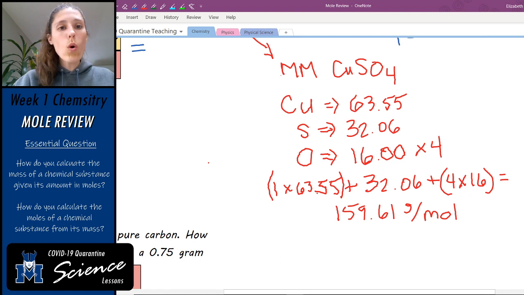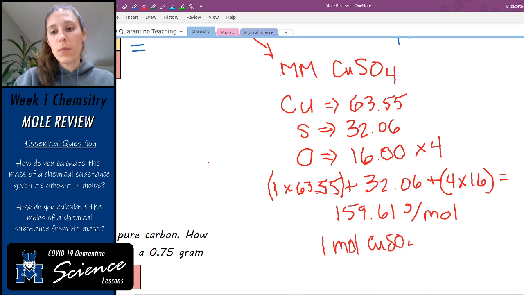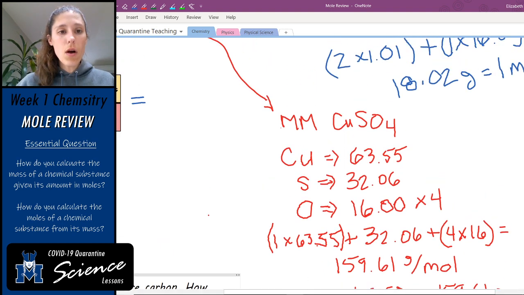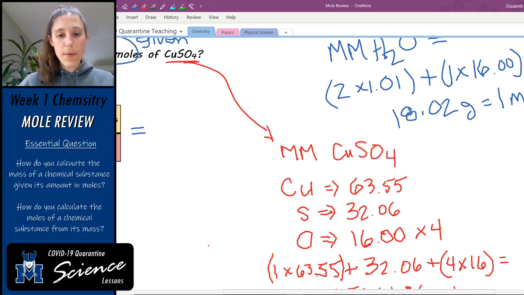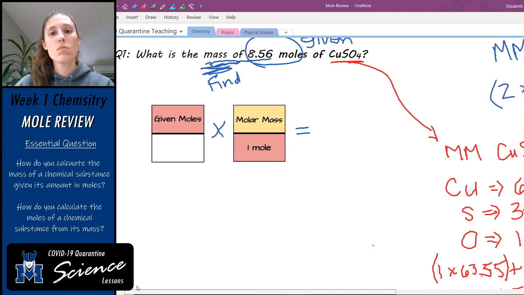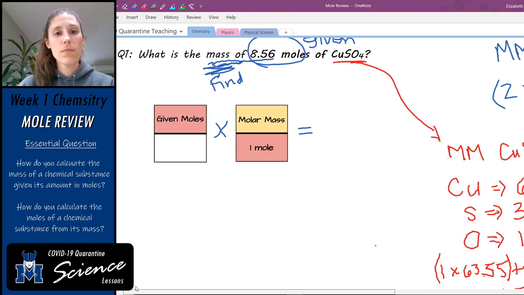What that grams per mole means is that 1 mole of copper sulfate will be 159.61 grams. So in this problem, if we go way back to the problem we were given, we have not 1 mole, we have 8.56 moles of copper sulfate.